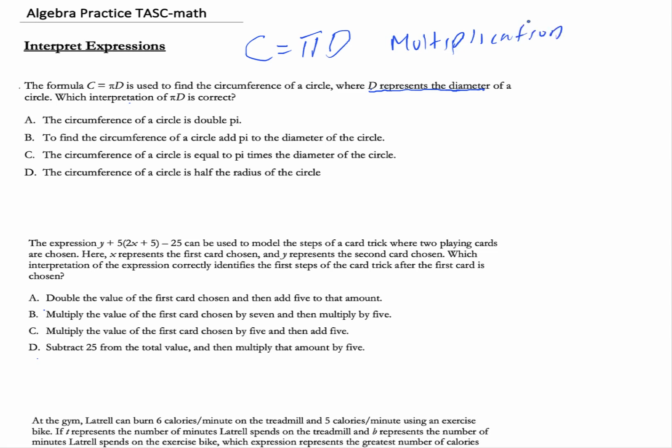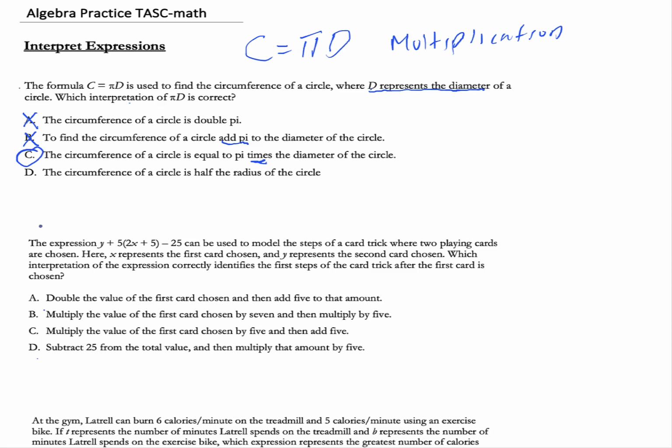So let's start reading our answer choices. The circumference of a circle is double pi. We can eliminate that. That d does not mean double. That d represents diameter. To find the circumference of a circle, add pi. Now there's no addition here, so we can eliminate B. The circumference of a circle is equal to pi times, yes, pi is multiplying the diameter, so our answer is C.